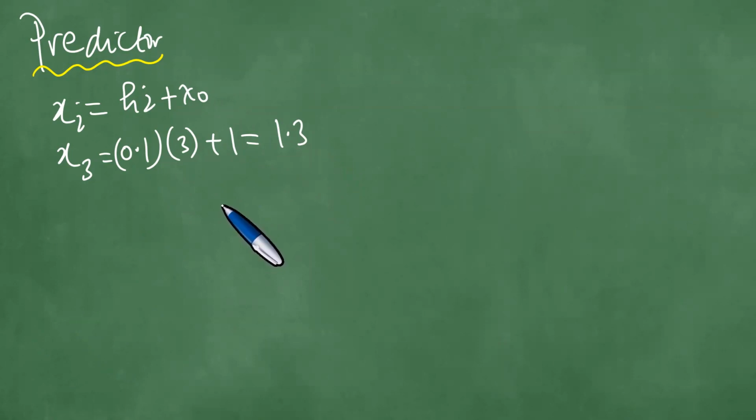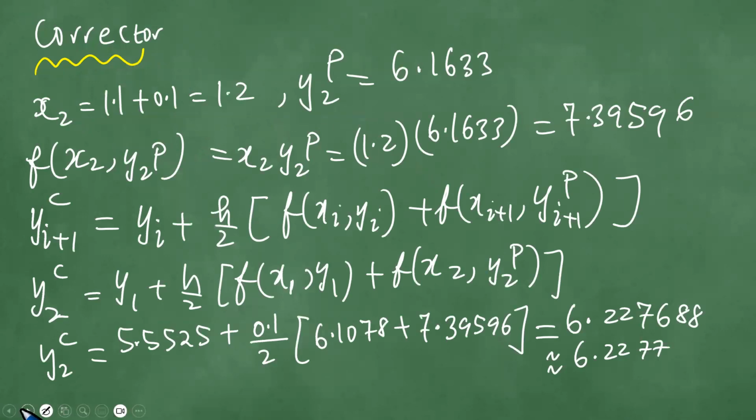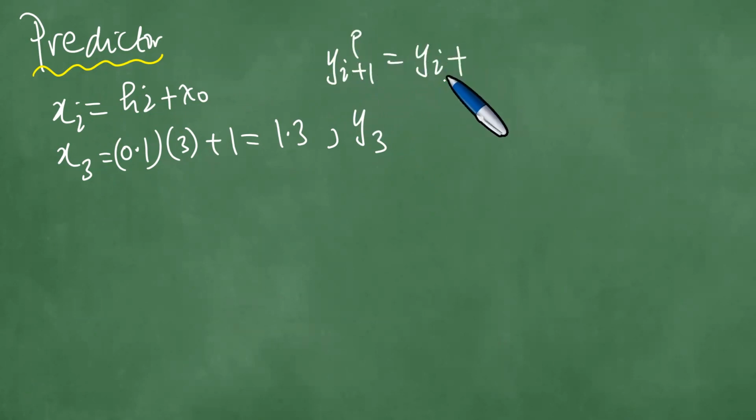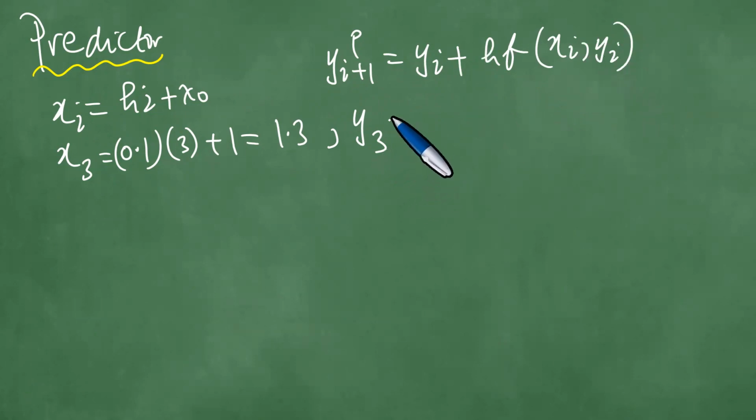Now, what do we do next? We must get the corresponding y, so it means that we must get y3. The question is, what is y3? y3 is for the predictor, so let's write the formula for the predictor, please. y(i+1) predictor is yi plus h f(xi, yi). So what is y3 from this?